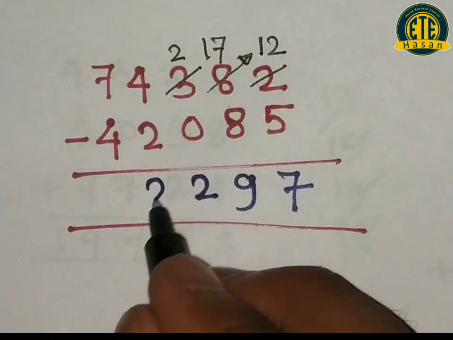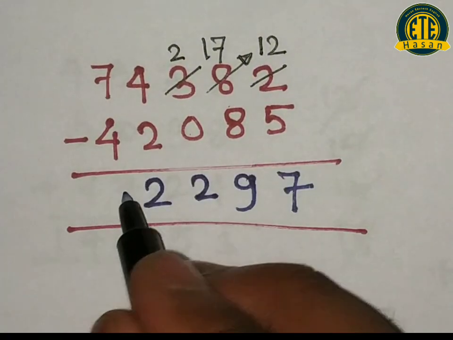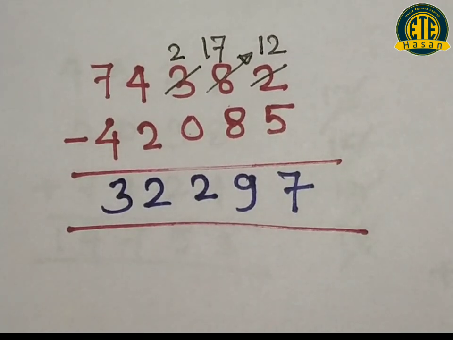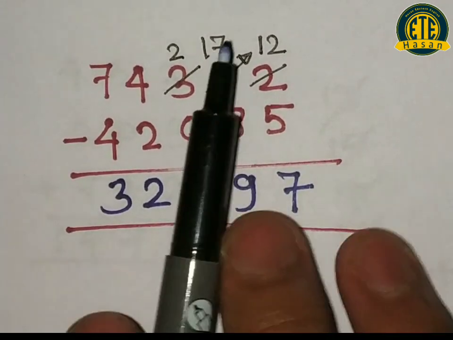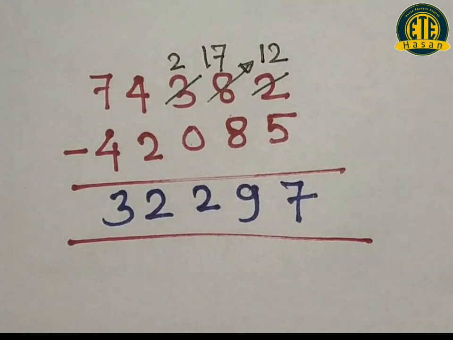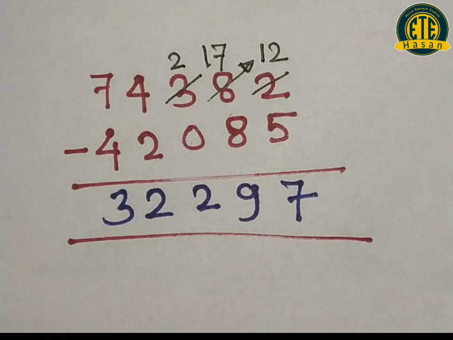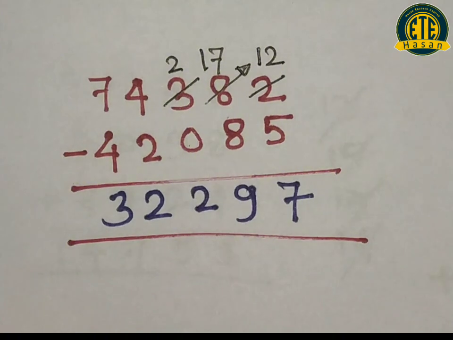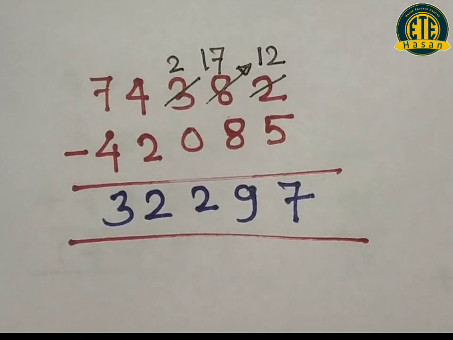4 minus 2 will also be 2. 7 minus 4 will be what? 3. Is it difficult? No, it is easy. Okay, if you want to note it down, note it. You have noted. Was it difficult? No, nothing is difficult. Nothing is impossible.